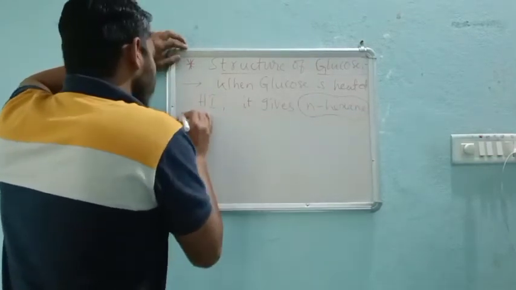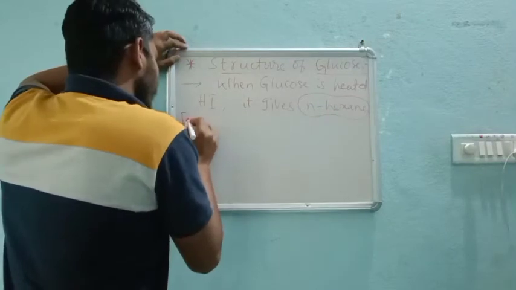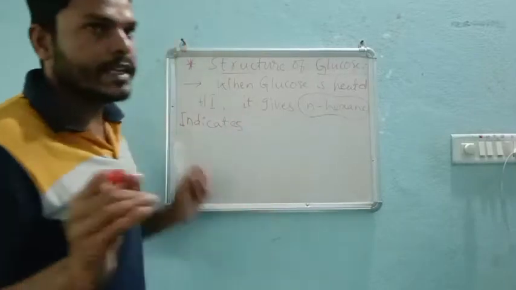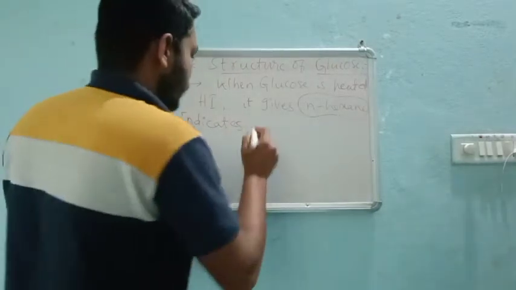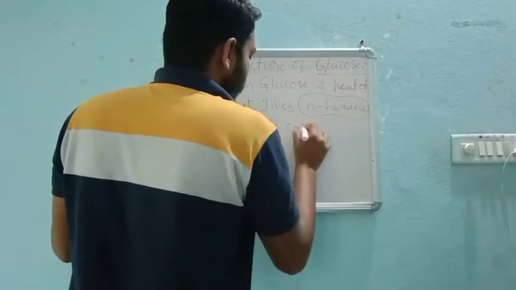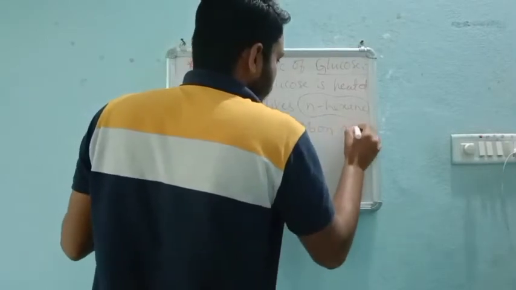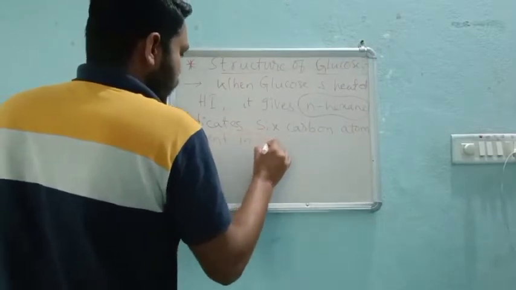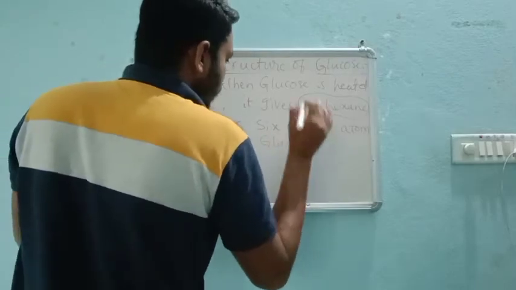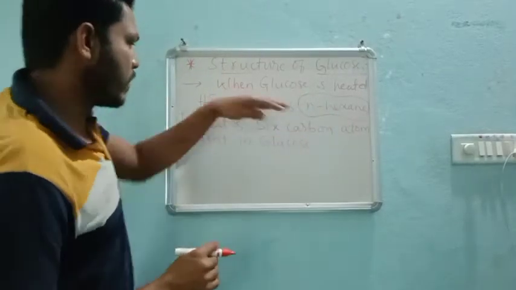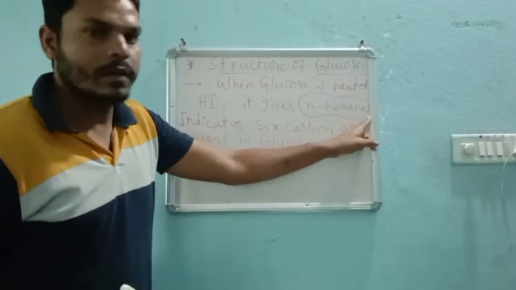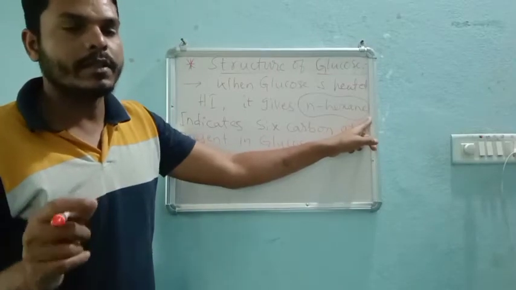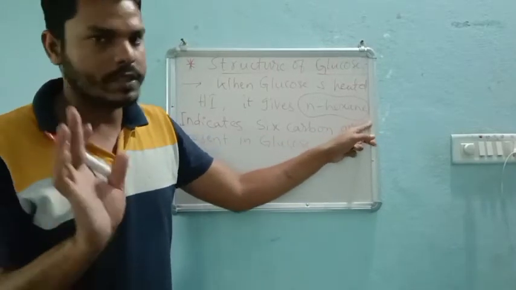Full stop. The formation of n-hexane indicates 6 carbon atoms present in glucose. 6 carbon atoms present in glucose. Right? Very important. The question is, when glucose reacts with hydrogen iodide it forms n-hexane, what does this reaction indicate? That is the first type of question.